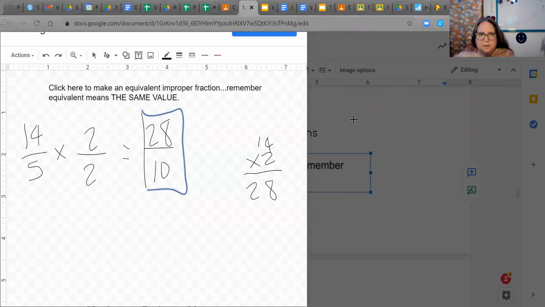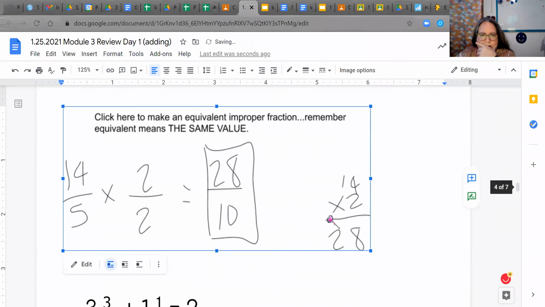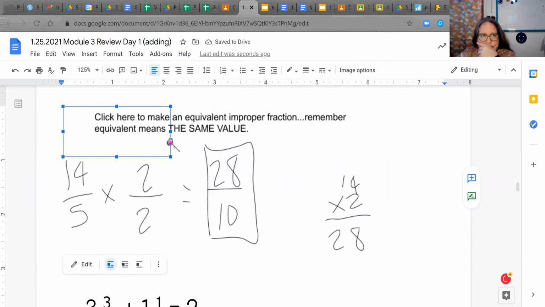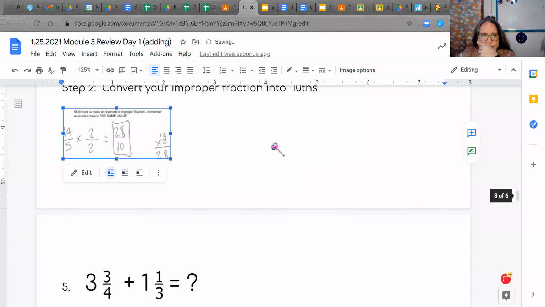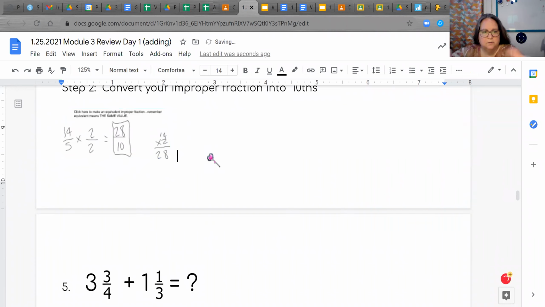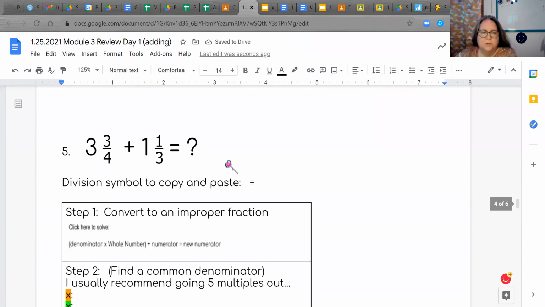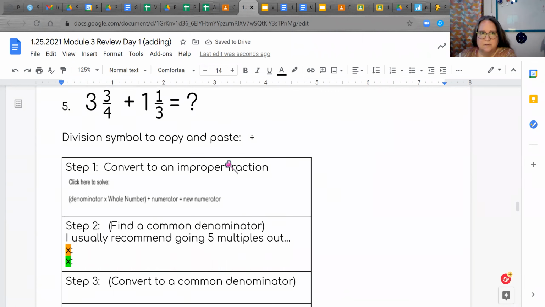Okay, yes, now I'm going to close this. I'm going to make it smaller. And then right here, I'll write 28/10. Great job.